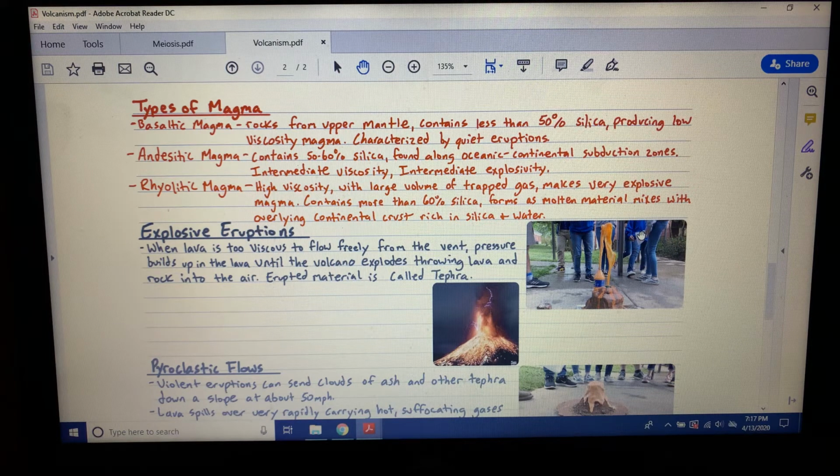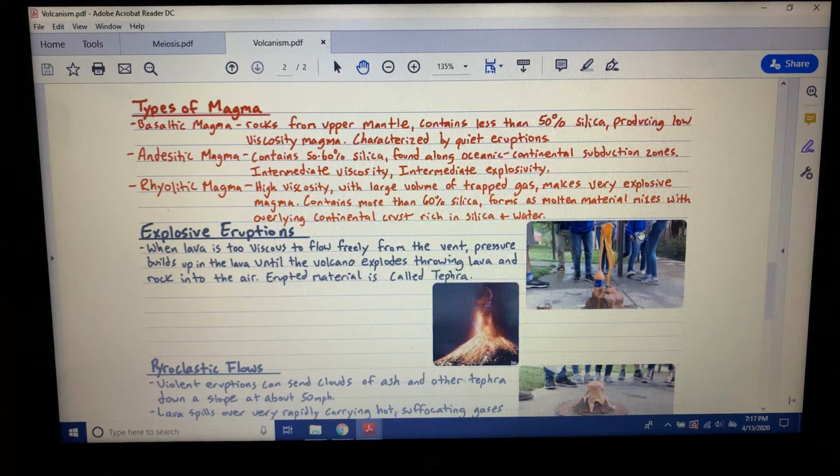And it's also going to have more than 60% silica. So you can see the more silica, the more gas, the more materials it has to blow out and erupt, and the more violent it'll be. This forms as molten material mixes with overlying crust, which is rich in that silica and water, and this is going to be highly explosive. And so just to show you the difference, basaltic would be more pyroclastic, rhyolitic would be more explosive.